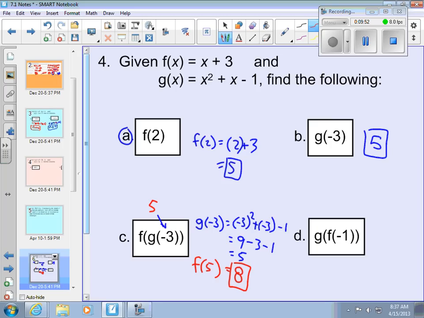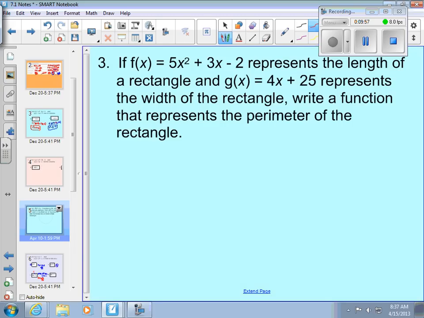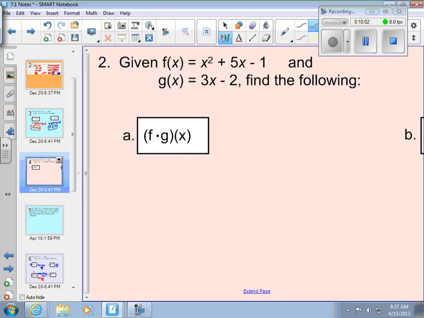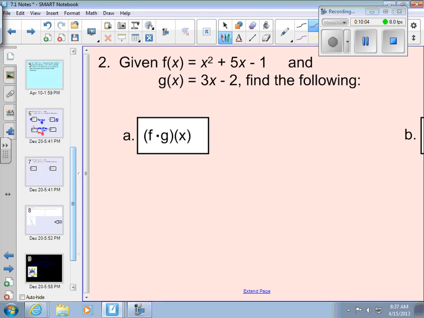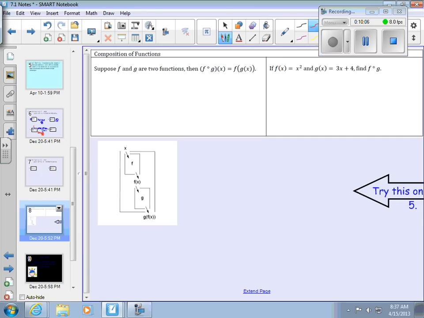The last thing we're going to look at then is what this is called. This is called composition. And composition is when you have two functions and one function is within the other function. There's two ways you can write that. One is with this notation where they have this little circle symbol. That means composition.